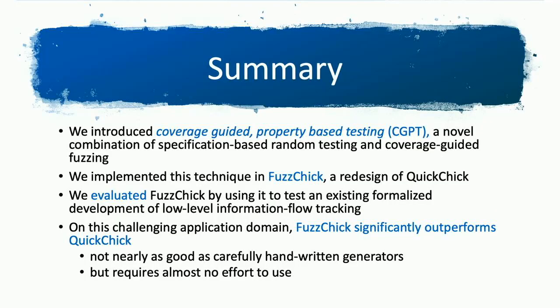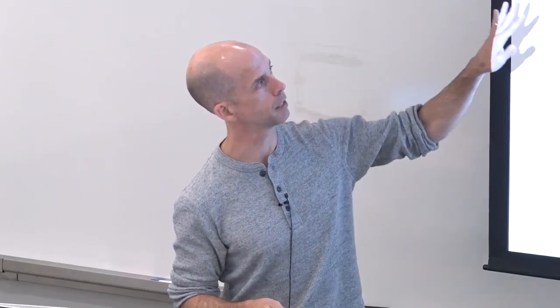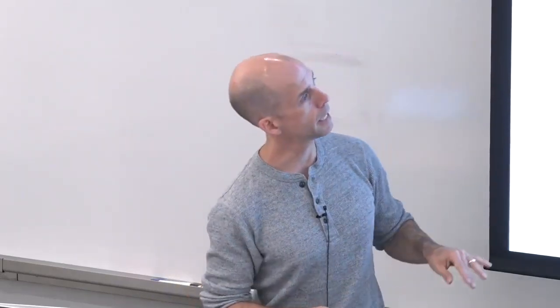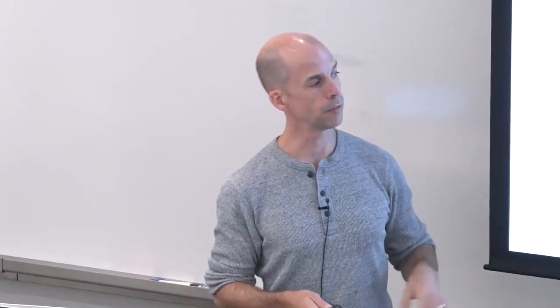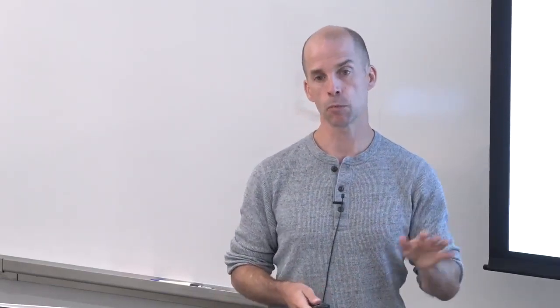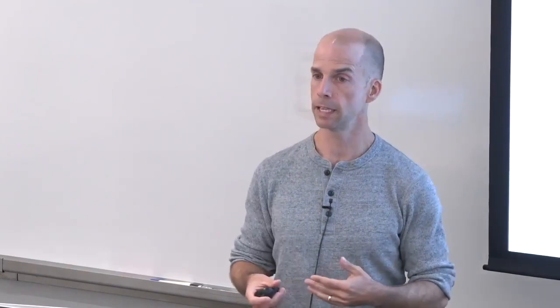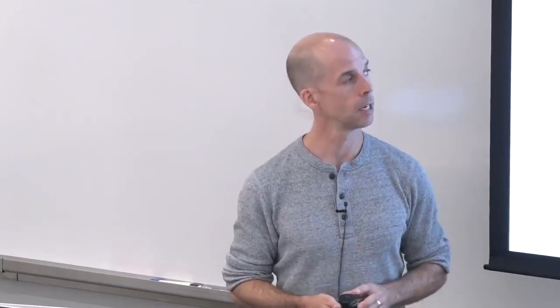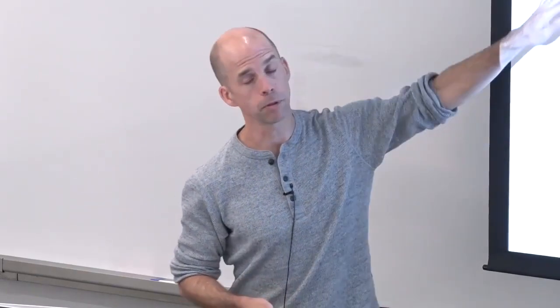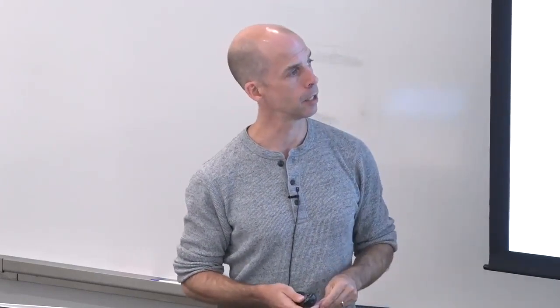Okay, so in summary, coverage-guided property-based testing is a pretty straightforward combination of random testing and coverage-guided fuzzing. The key insight is the notion of a semantic mutation. The even more naive combination is the Crowbar approach, and our improvement to that is to realize that semantic mutations are likely to do better. We implemented this in Fuzz Check and showed that it works well.